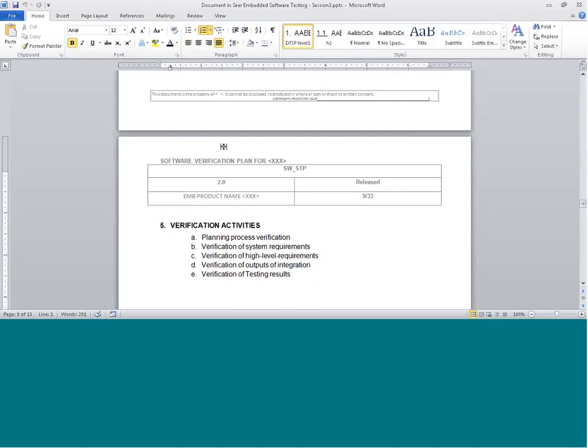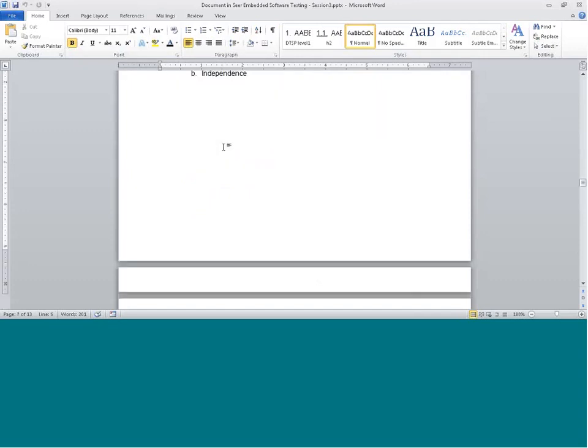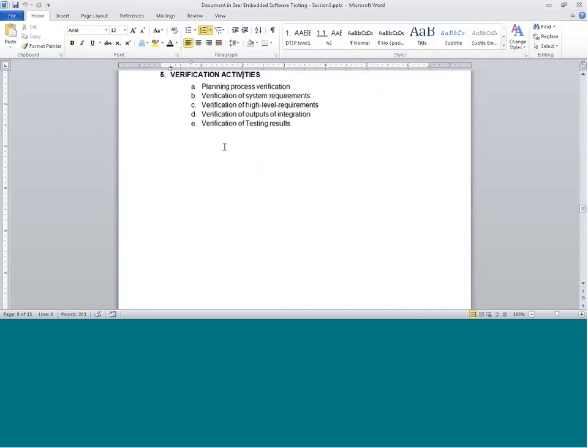Next, as part of the test plan or the verification plan, we have verification activities. Once I define all these methods, what are the activities I am going to conduct to verify this? It could be planning process verification. That means, as per the test plan, whether the process is being used or has been followed or not, and verification of system requirements. That means the verification activities that take care of the system requirements, and similarly software requirements or the high level requirements, and verification of outputs of integration or verification of testing results. That means the entire test life cycle will be verified with the help of these activities.